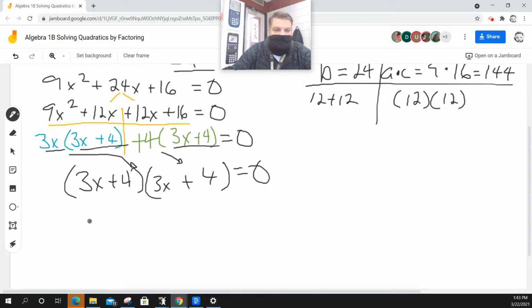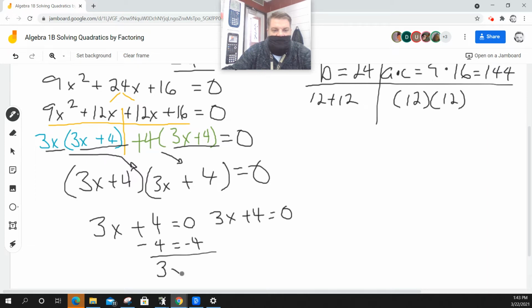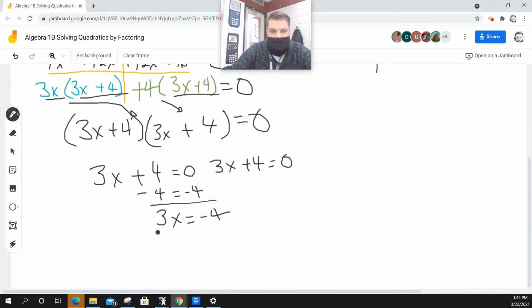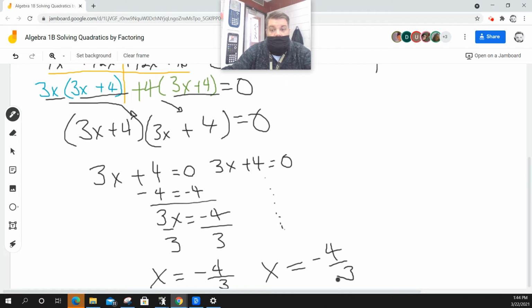So now I have 3x plus 4 is equal to 0, and 3x plus 4 is equal to 0. On this one, I subtract 4 from both sides, and I get 3 times x is equal to negative 4. And then I divide both sides by 3, and I get x equals negative 4 thirds. Well, this is the same thing. So if I do that same process, I'm just going to get x equals negative 4 over 3.